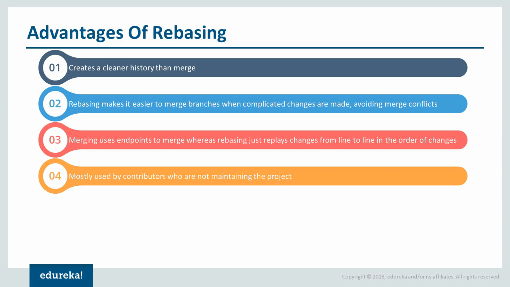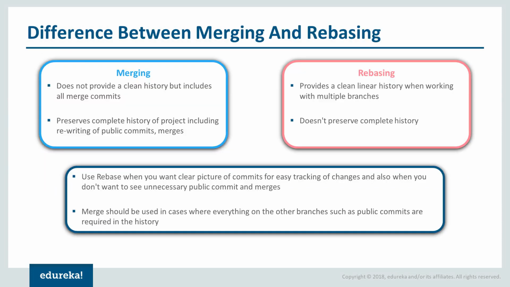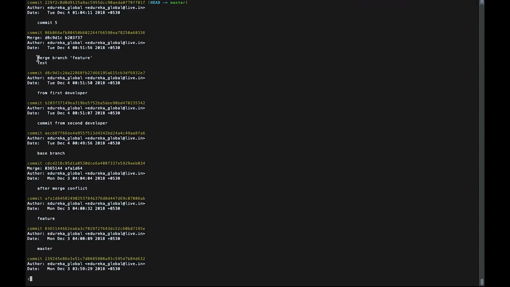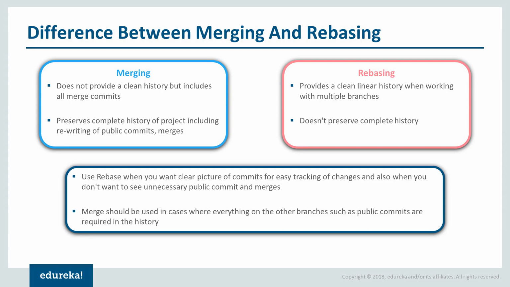Now let's look at the difference between merging and rebasing, because they are both doing the same thing, right? Merging, first of all, does not provide a clean history, but it includes all merge commits, which we can see in the Git log. However, rebasing provides a clean linear history when working with multiple branches. Merging preserves the complete history of projects, while rebasing includes rewriting of public commits. It does not preserve the complete history. So we use rebase when we want a clear picture of commits for easy tracking, and also when I don't want anyone else to see the unnecessary public commits and merges. While merge should be used in case everything on the branch, such as public commits, is required in the history.